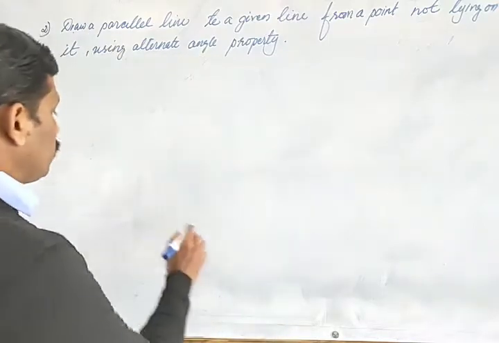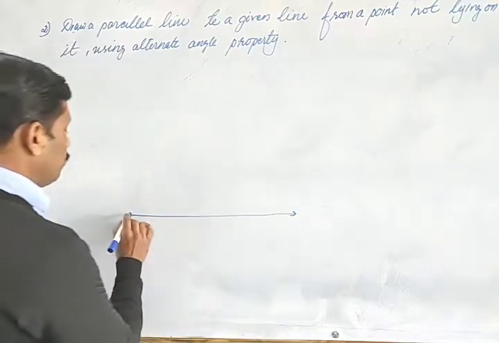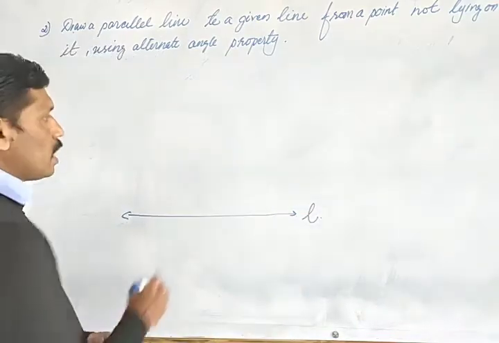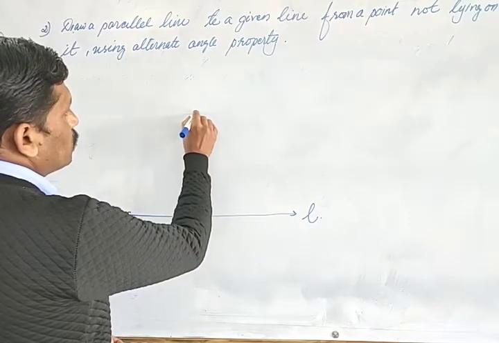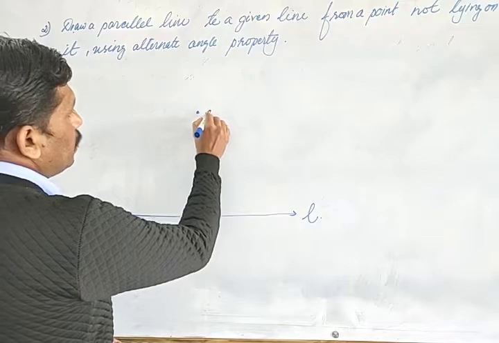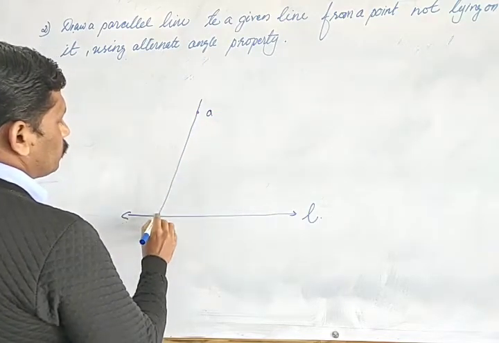So here, first we draw a line. We can give any name to that line, suppose L, and we select a point that is outside it. Then we can give it the name A, and to that point we draw a line.